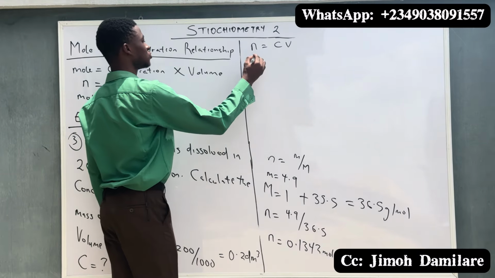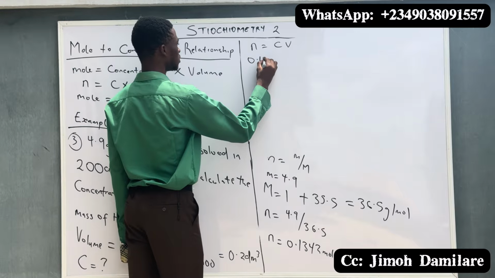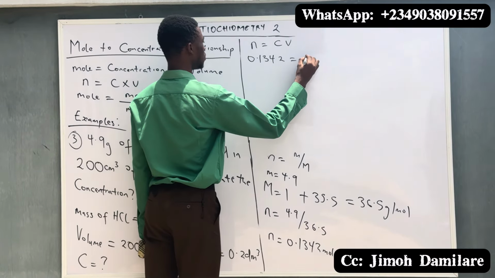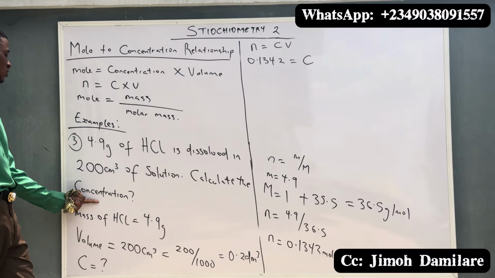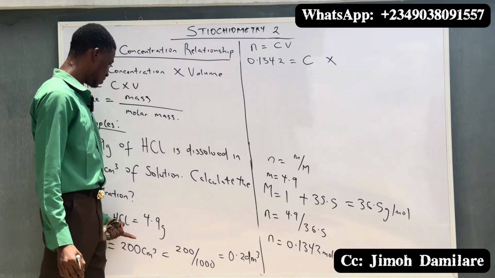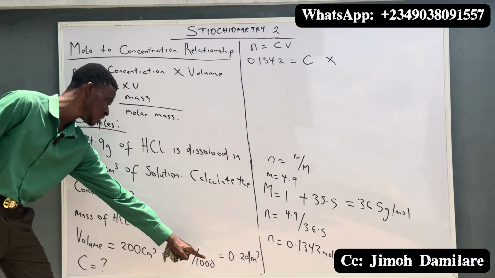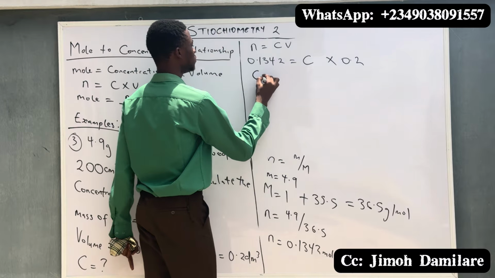So we can bring that to what we are solving. So in doing that, we have 0.1342 to be equal to our concentration, which is what we are finding, because the question is asking us to calculate the concentration. So concentration multiplied by our volume. Our volume is what? 0.2. Yes, this is our volume, 0.2 dm cube. So we have 0.2.